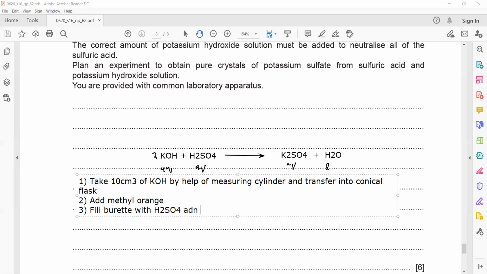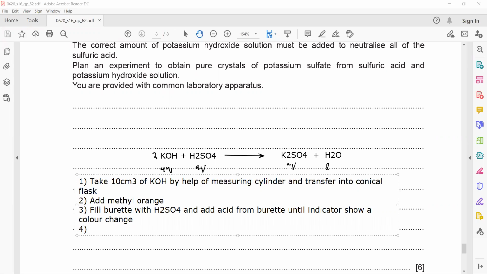And add acid from the burette until the indicator shows a color change. Then record the volume of acid and alkali used. Yes, you can add phenolphthalein. That's also right. So record the volume of acid and alkali used for the experiment.